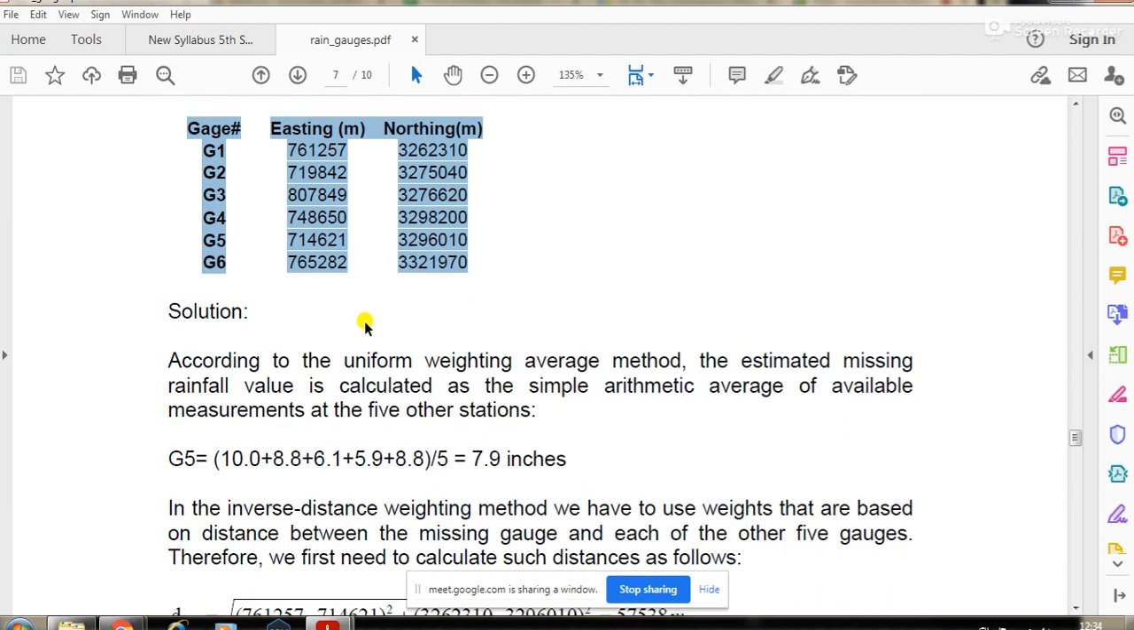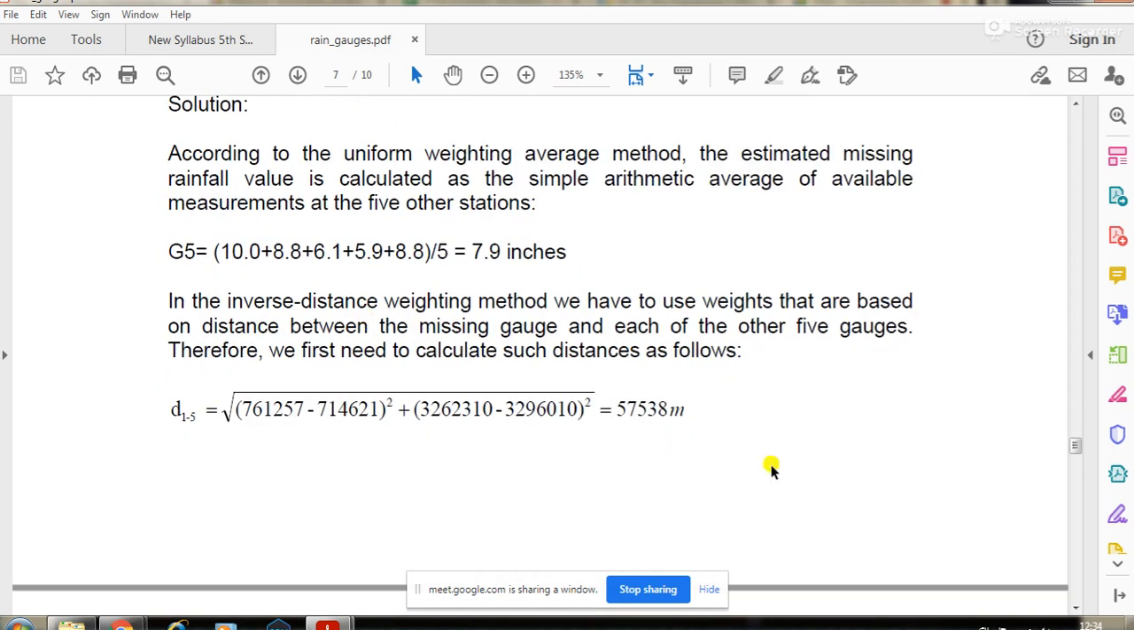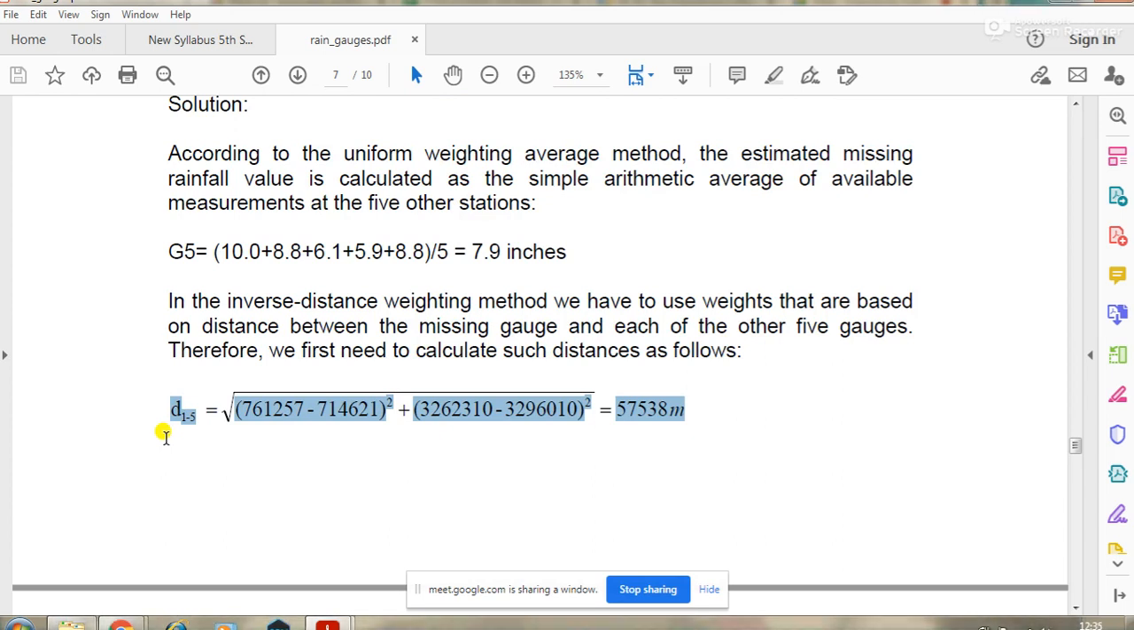So, in that case, we will try to calculate the distances of the different other stations from the 5th station. That is why, when we go for the calculations, we have taken it as D15, the distance of station 1 and station 5. Remember, station 5 will be constant because we need to calculate the missing value of station 5. So D1 to D5 is your distance.